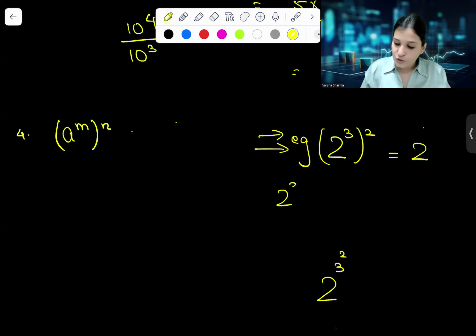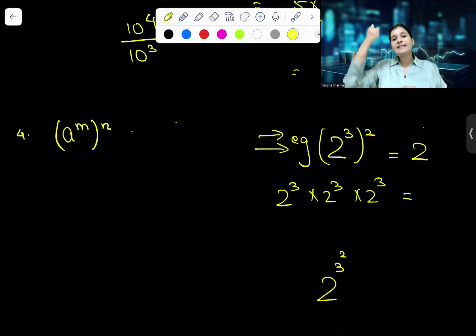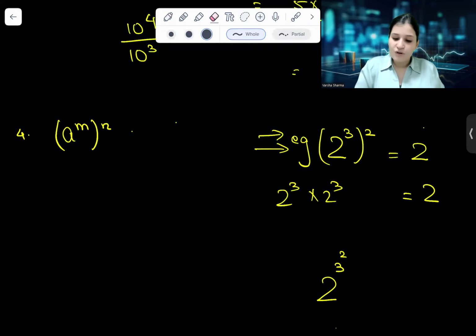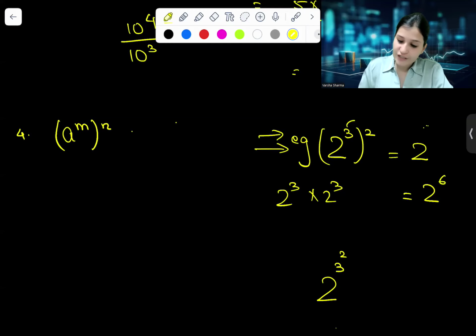What is going on here? 2 cube into 2 cube into 2 cube. Applying the second formula, same base multiply, powers are going to get added. So what will I get? 3 plus 3, sorry, 2 times only. So I get 2 power 6. Here 3 power into 2 is 6. So if there are two powers on the same floor, they are going to get multiplied and we are going to get 2 power 6.